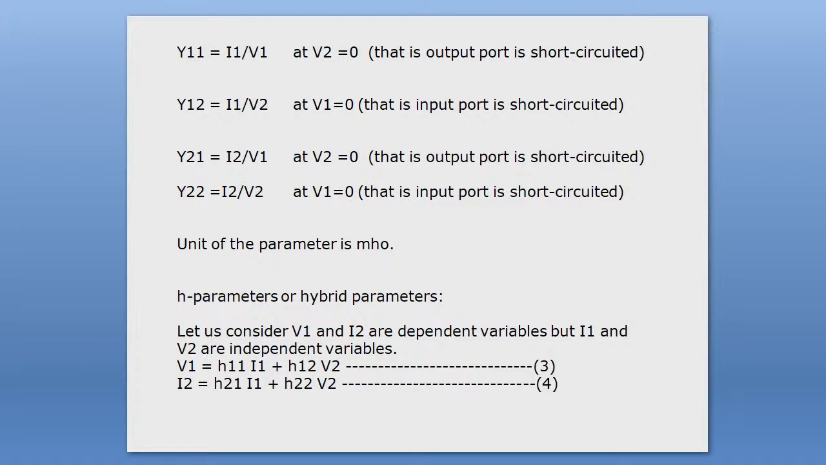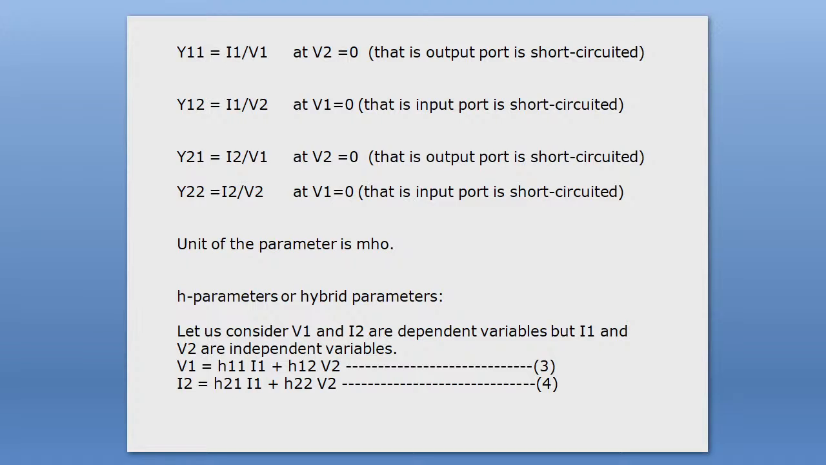Okay, so therefore these parameters are known as hybrid parameter or H parameter or mixed parameter. You see, V1 equal to H11 I1 plus H12 V2, I2 equal to H21 I1 plus H22 V2. Here you see that V1, I2 we have considered, but in previous cases V1, V2, I1, I2 we have considered as dependent variables. So that's why this is mixed variable. Okay, this is clear why this such type is called hybrid parameters.